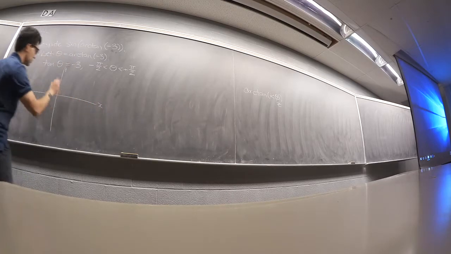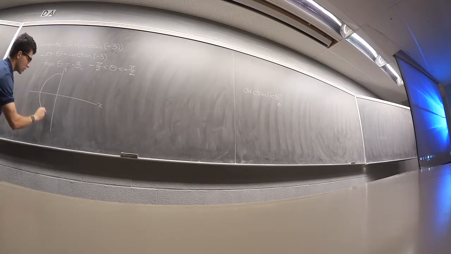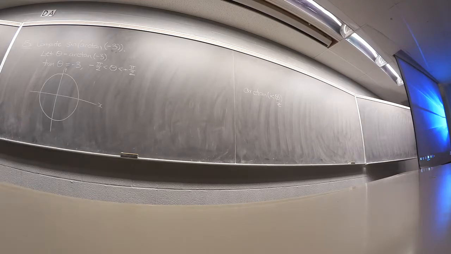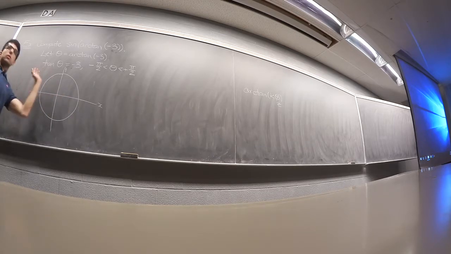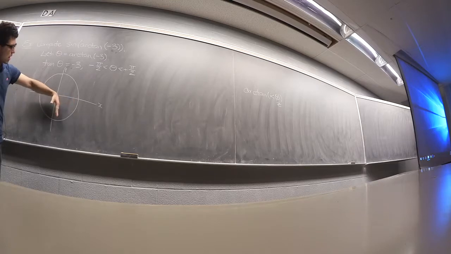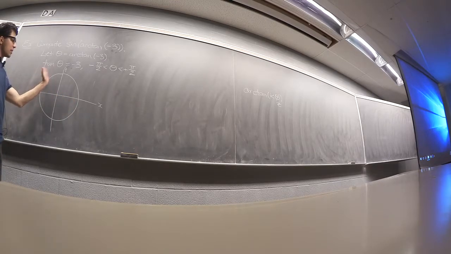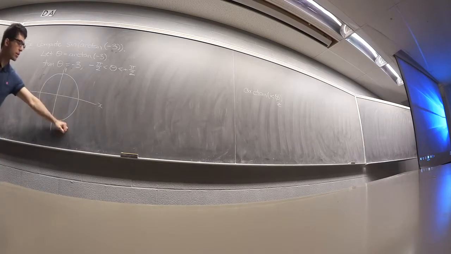Y, X, circle. Again, this won't be a unit circle. And I'm looking for a negative tangent. Where's the tangent negative? It's negative here, and it's negative here. Why? Because here the sine is negative and the cosine is positive, and here the cosine is negative and the sine is positive. So here and here the tan is negative.